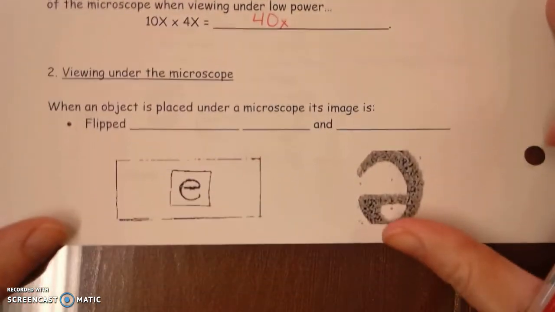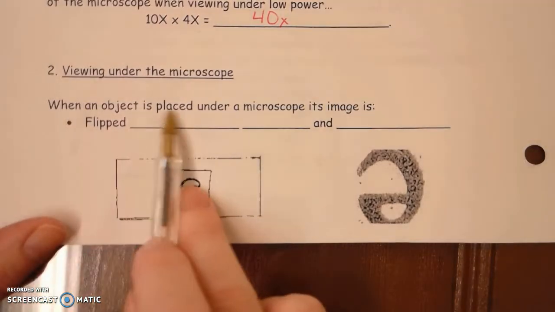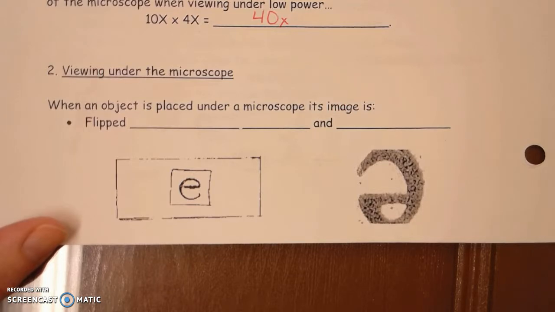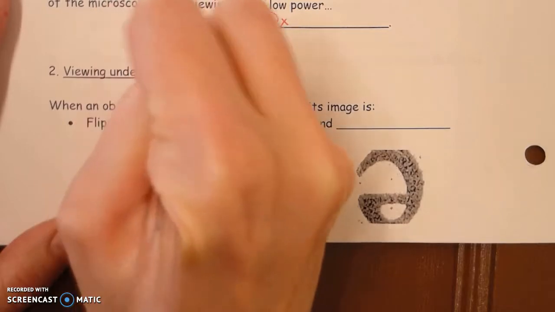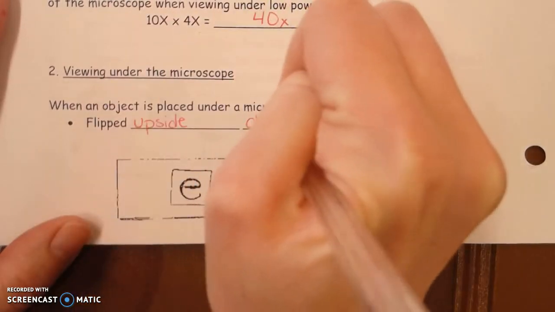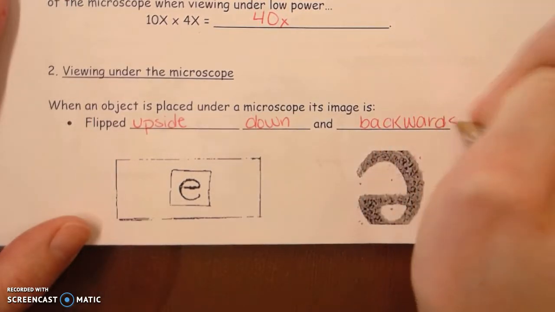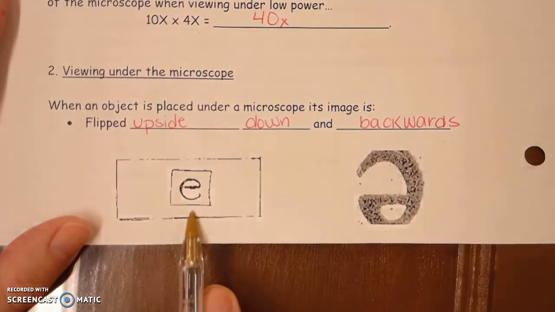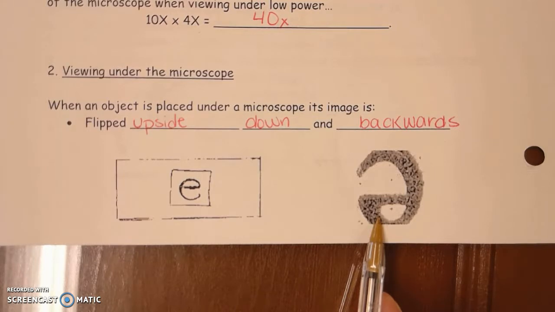Next up, we talk about what your image will look like under the microscope. When an object is placed under a microscope, its image is flipped upside down and backwards. So you'll see if you put this letter e, lowercase letter e, on the stage of the microscope like this, you will look at it and it will look like this. It will flip upside down and backwards. When you're all set on this page, please flip to the next.